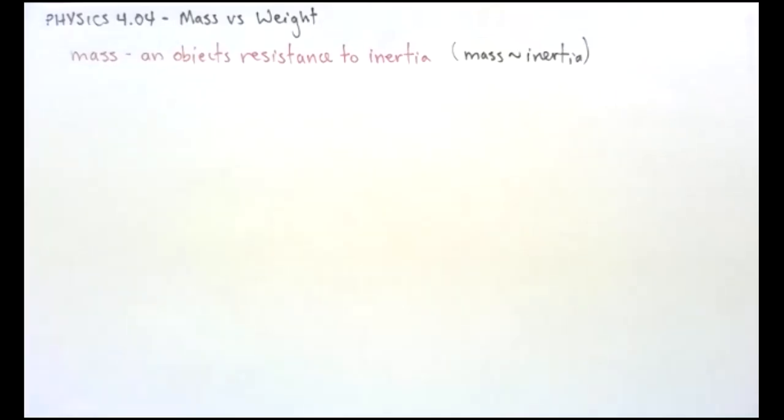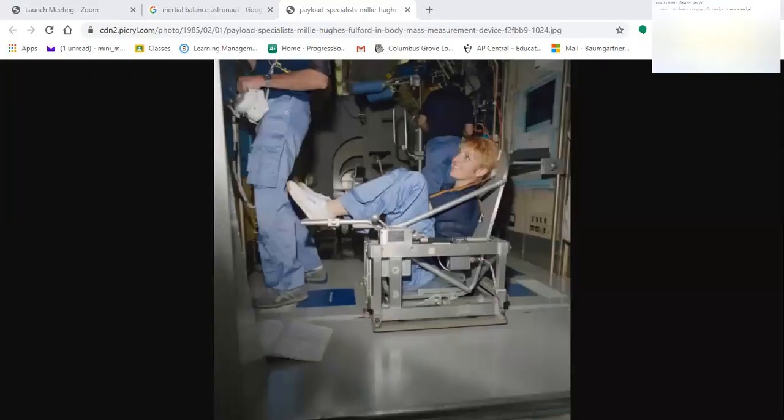Okay, so I went ahead and I pulled up a picture. I'm going to share my screen. This is an astronaut in an inertial balance. So they sit in this chair, they get locked in, and there's a spring or something that causes movement, and they push the astronaut, and then they let the chair rock back and forth. And the faster it rocks back and forth, the less inertia there is, so the less mass there is. And so that's how they have to keep track of an astronaut's mass in space.